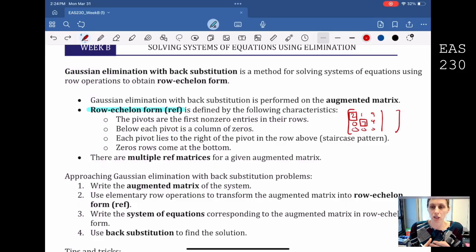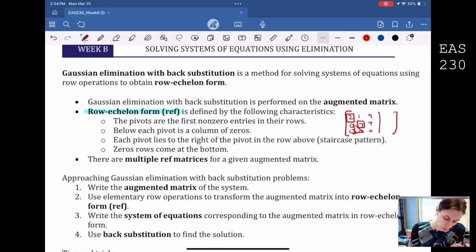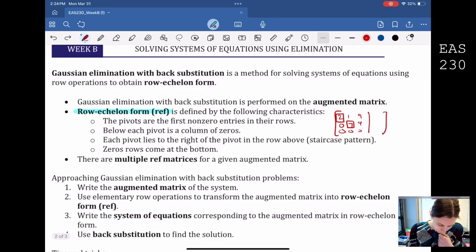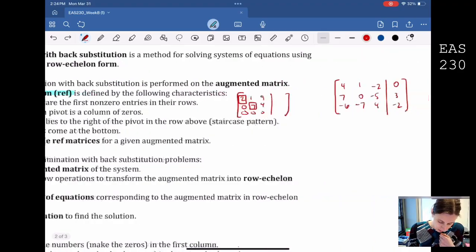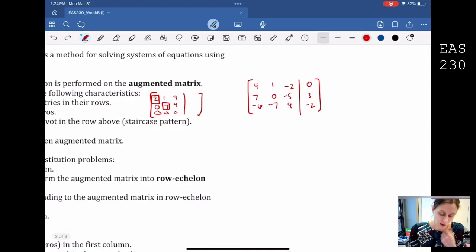Okay, so we are trying to apply our 3 elementary row operations, our 3 rules, in order to get our augmented matrix into row echelon form, where we have this lower triangle of zeros that show up, where we have our pivots in a staircase pattern, so that we can solve our system. Okay, so for example, here we have an augmented matrix. I'm going to go ahead and try and make this a 0.